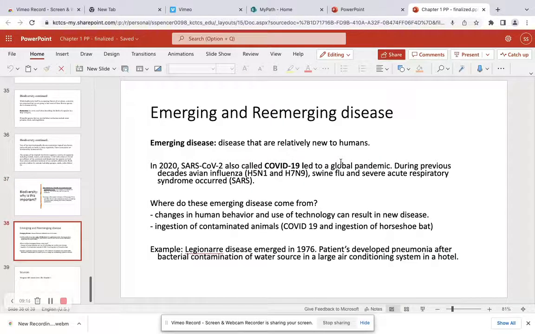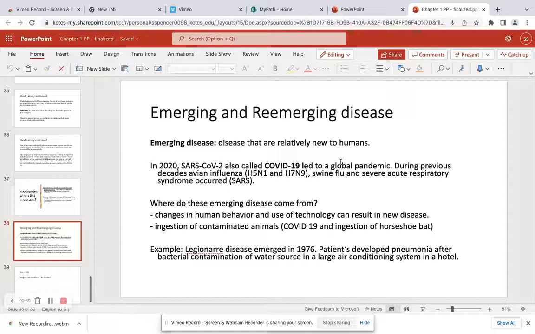Emerging and re-emerging disease. Emerging diseases are diseases that are relatively new to humans. COVID-19, this is important. This is an example of an emerging disease. This led to a global pandemic, as you guys are probably still experiencing the consequences of this. I know I've definitely been affected by this within healthcare and within my family as well. Other examples were avian influenza, swine flu, and SARS, severe acute respiratory syndrome. And then we say, why do we have these emerging diseases? It could be just due to changes in human behavior and technology.